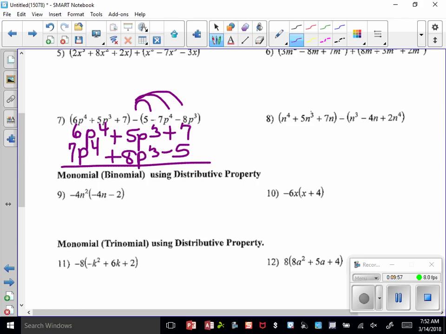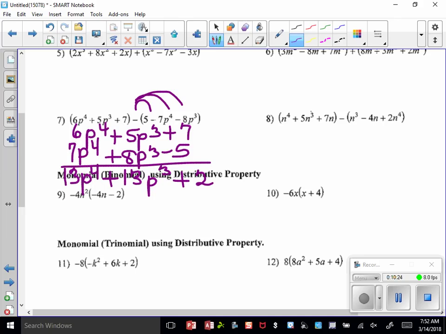So 6p to the fourth plus 7p to the fourth will give me a total of 13p to the fourths. 8p to the thirds plus 5p to the thirds will give me how many? Okay, 13p to the thirds. And 7 minus 5 will give me a plus 2.